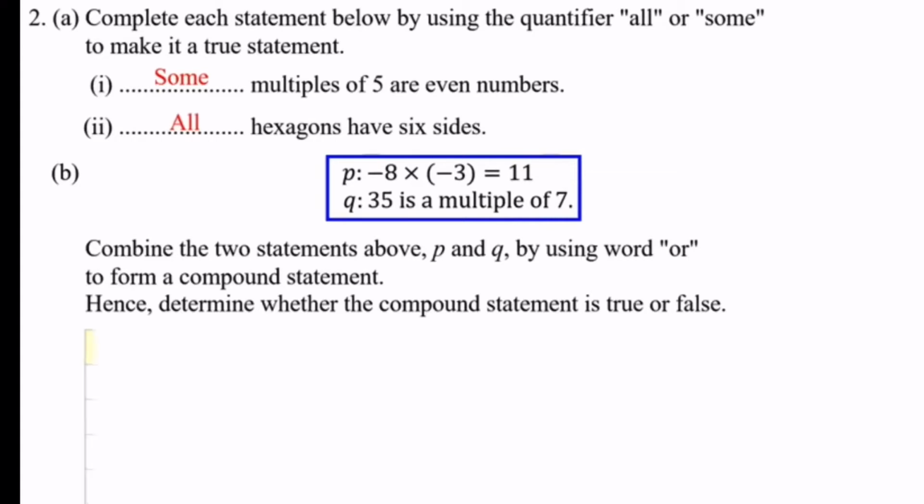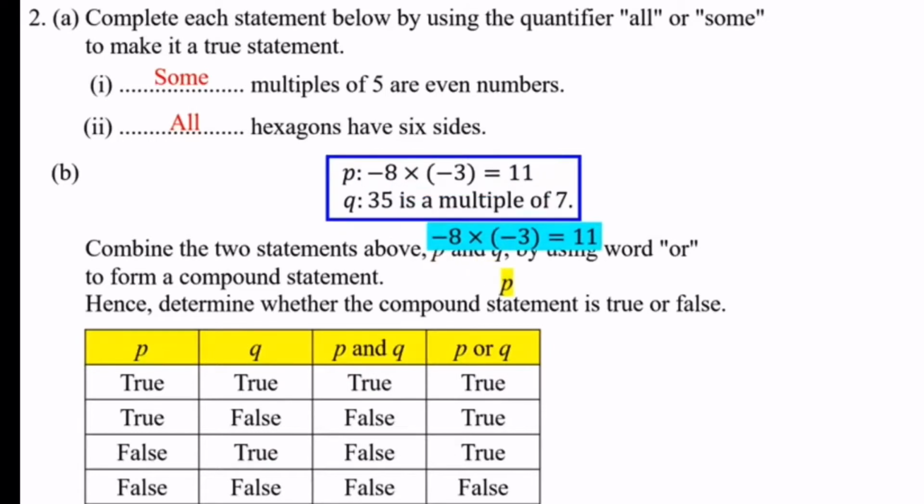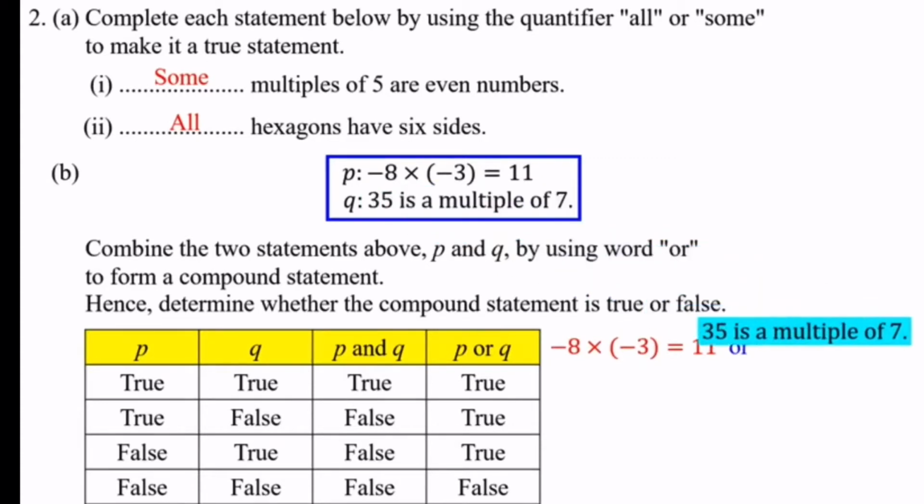For B, you are given 2 statements. Combine the 2 statements above, P and Q, by using the word or to form a compound statement. So the first statement is P, negative 8 times negative 3 equal to 11. We'll combine P and Q using or. Another statement is 35 is a multiple of 7. So we will add the word or first, because we need to form the compound statement by using or. Then we copy the statement Q: 35 is a multiple of 7.